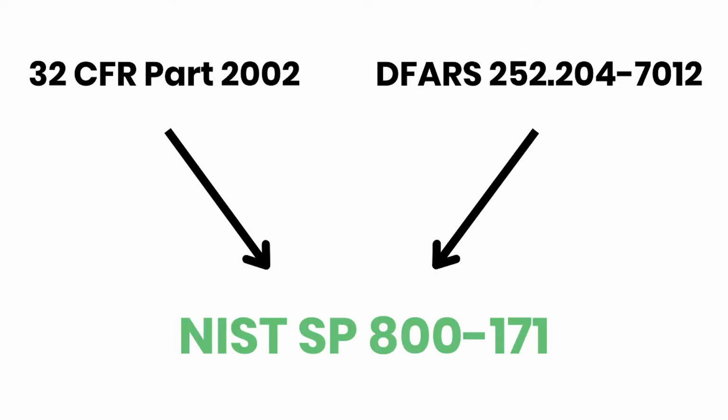Both 32 CFR Part 2002 and DFARS 252.204-7012 point to NIST SP 800-171 to protect controlled unclassified information, or CUI. This special publication is 113 pages long with 110 controls from 14 different domains.